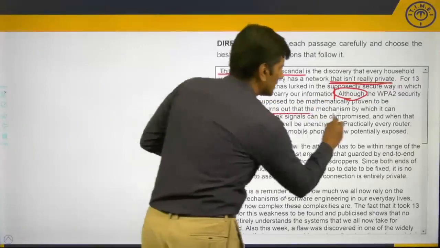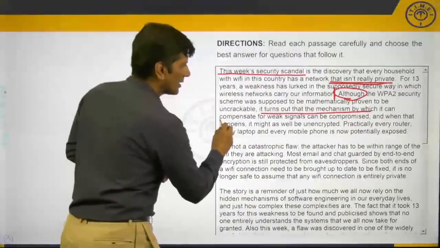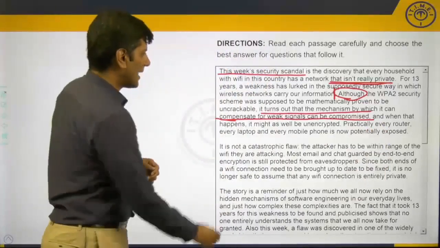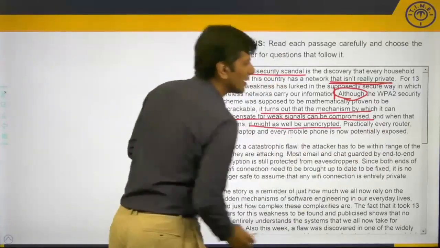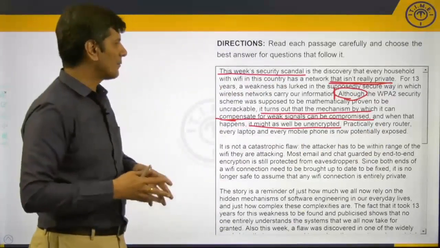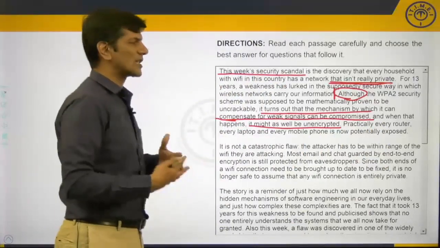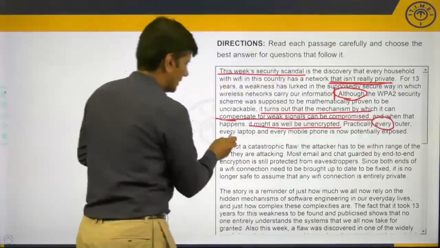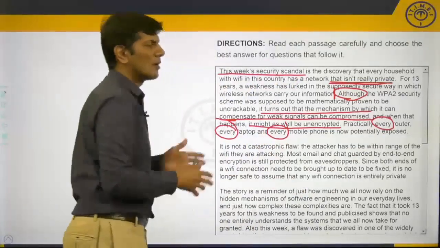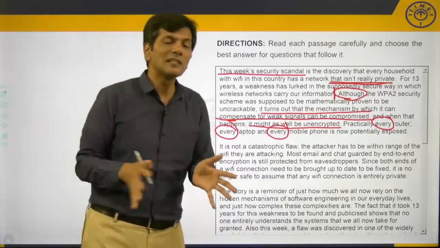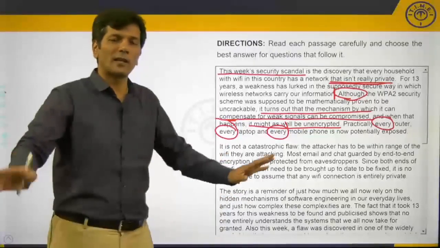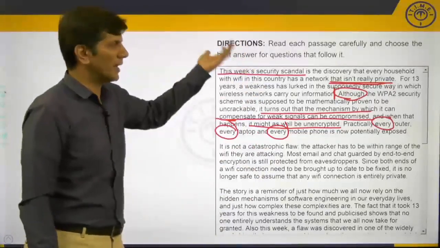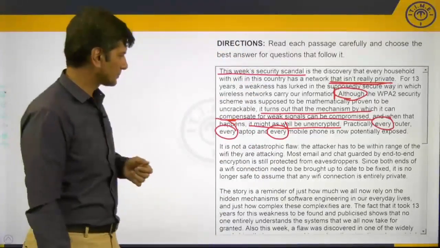It turns out that the mechanism by which it can compensate for weak signals can be compromised. And when that happens, it might as well be unencrypted. Practically every router, every laptop, every mobile phone is now potentially exposed. Now look at the language that the author uses again. Every router, every laptop, every mobile phone is now potentially exposed. So the author does not mince his words in saying that almost every electronic gadget now is more or less at risk of going into the wrong hands.